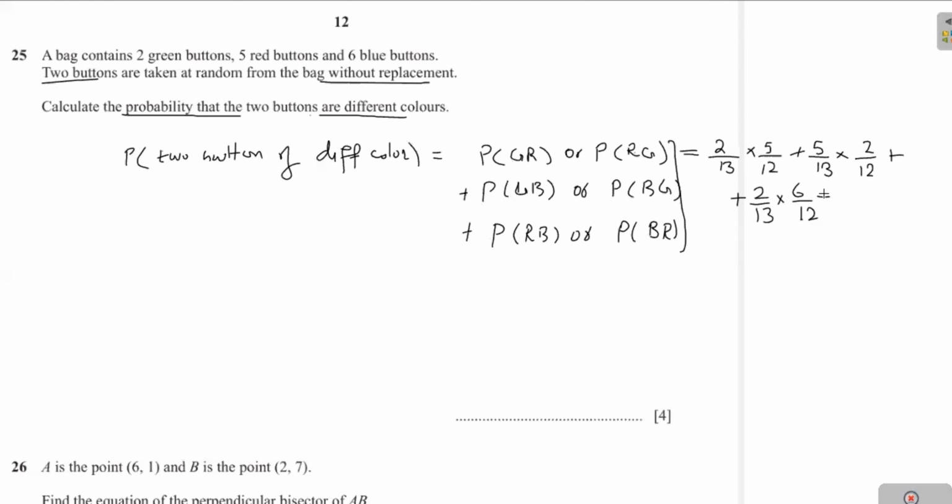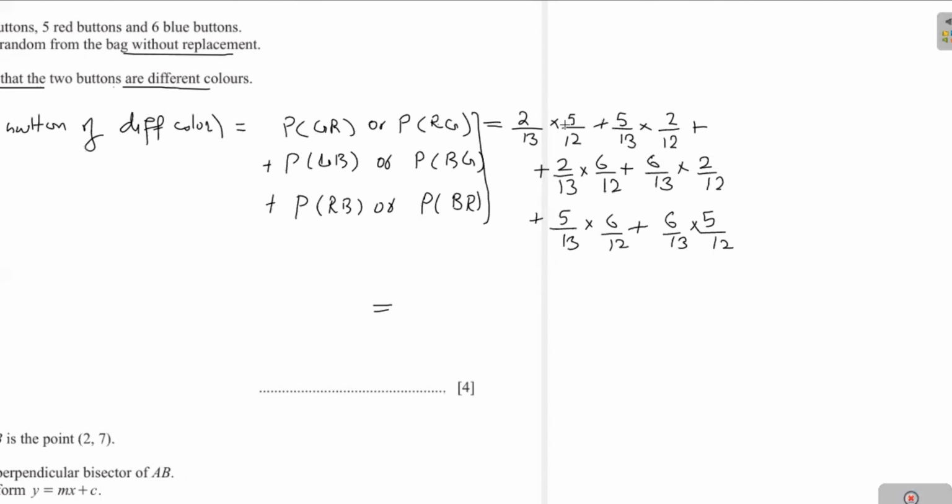Now, next is blue and green. Therefore, we can write 6 over 13 into 2 over 12. The next is the probability of red button and blue button. Red buttons here are 5 out of 13 and the blue buttons here are 6 out of 12, because one button is already taken. Next will be blue and red. Therefore, this will be 6 over 13 into 5 over 12.